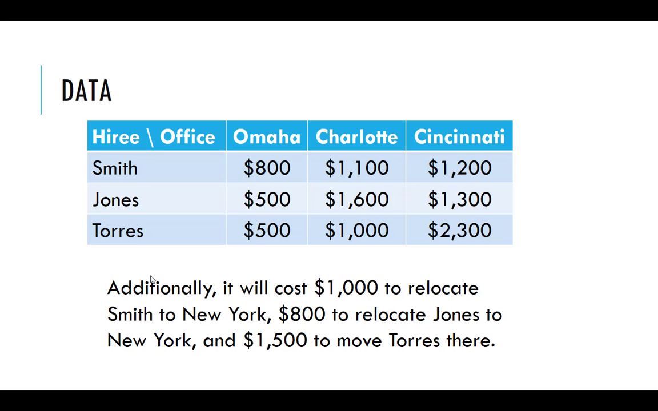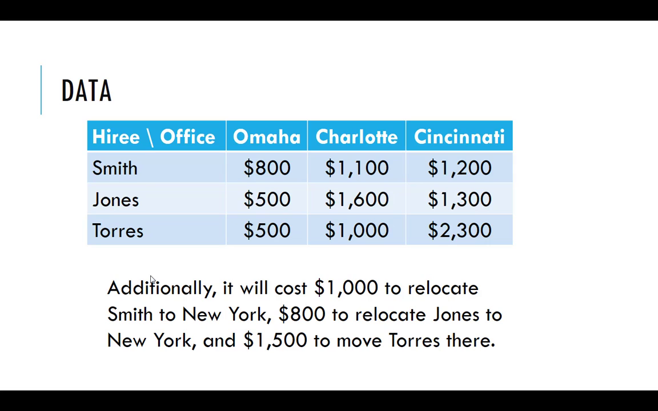Additionally, it costs $1,000 to relocate Smith to New York, $800 to relocate Jones there, and $1,500 to move Torres to New York City. So in these, we either have a balanced or unbalanced problem. A balanced problem would mean we'd have the exact same number of people as we have offices. In this case, this is unbalanced. We have more places to send people than we have people.